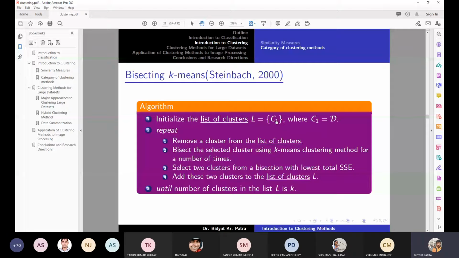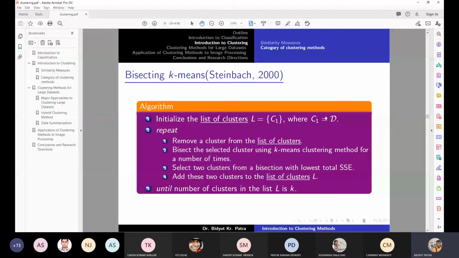Now which cluster should you choose? I don't know whether I said this in the last class or not. You choose a cluster where the SSE value is maximum, or you choose a cluster for which the number of points is more compared to all the others. There is a logic behind it, because if a cluster is much higher in size, it is very likely that it consists of 2 or 3 more subclusters.